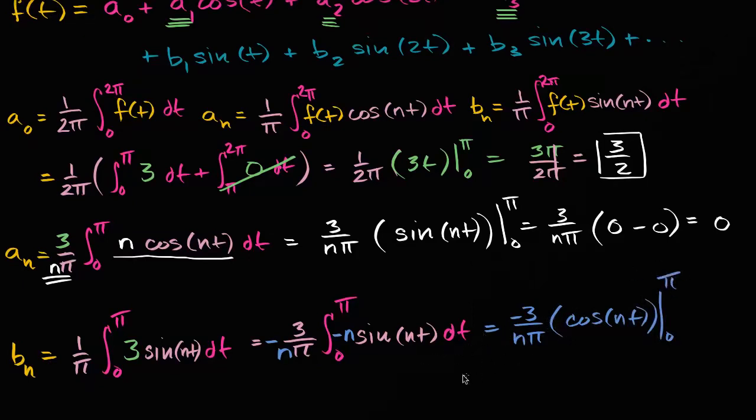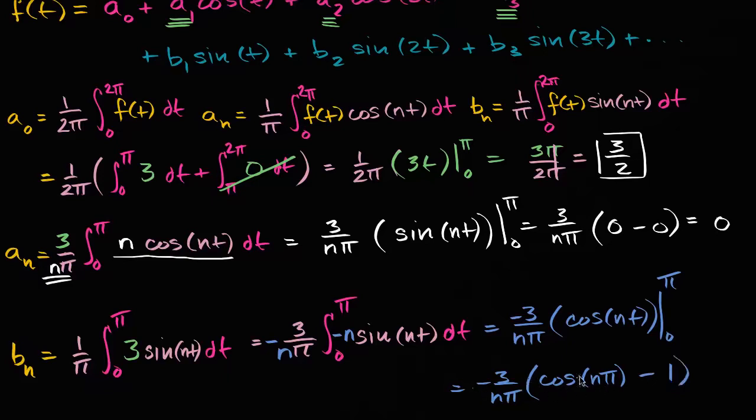And so what is this? This is going to be equal to negative 3 over n pi. Cosine of 0n, that's going to be 1 for any n, minus cosine of, oh sorry, why did I start at 0? It's going to be cosine of n pi, minus cosine of n times 0. So minus cosine of 0. Cosine of 0 is just going to be 1 for any n. And so there you have it.